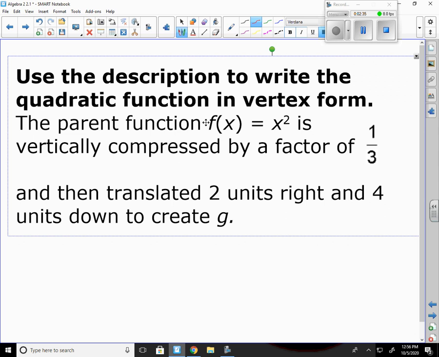Let's try this one. Parent function x squared is vertically compressed by a factor of 1/3, translated 2 units right and 4 units down to create g. So g of x equals vertical compression, means it's 1/3 on the outside, x minus 2, because I'm going to the right, squared, and 4 units down. That's it.